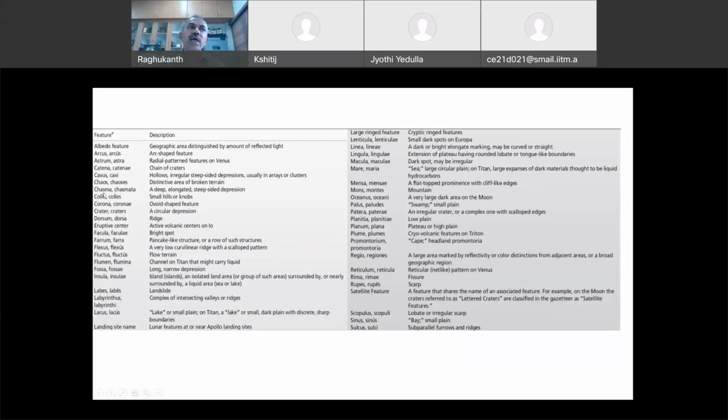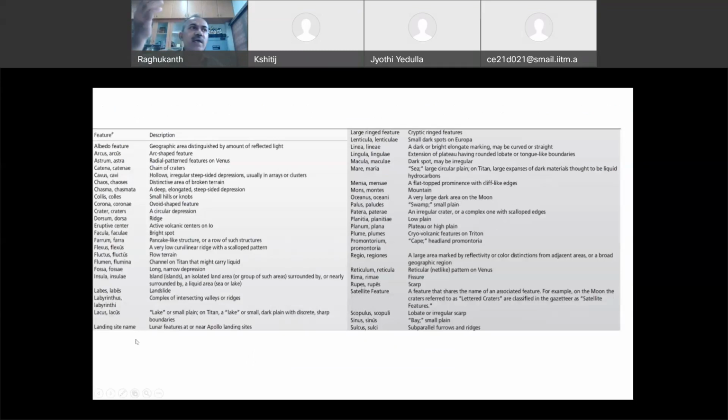Chasma means a deep, elongated, steep-sided depression. In remote sensing, once you have all the images, you try to find all these things. For example, oceanus means a very large, dark area on the moon. Then you have planitia, a low plain, and planum, a plateau or high plain. Plume denotes cryovolcanic features. These are the names we regularly use.